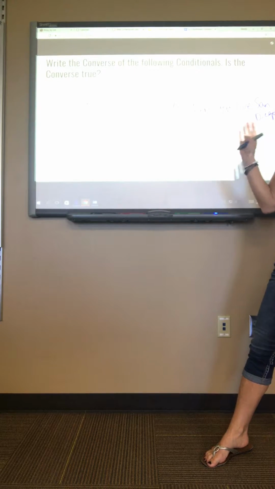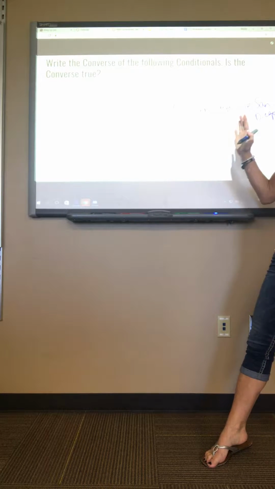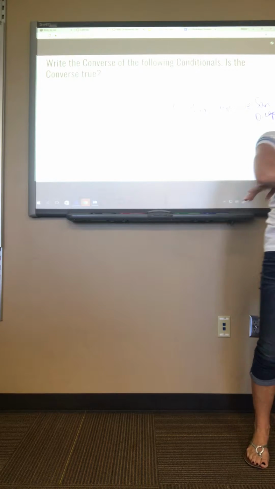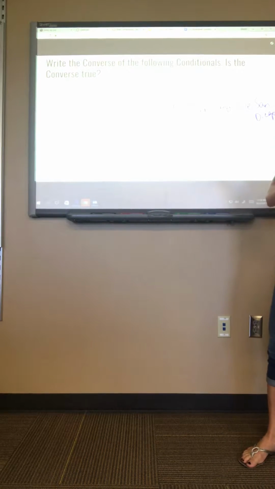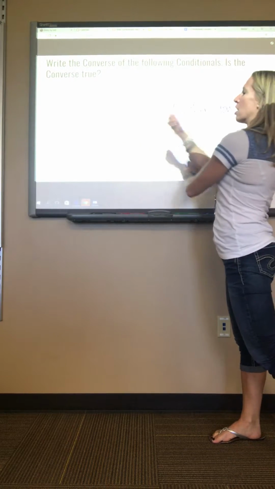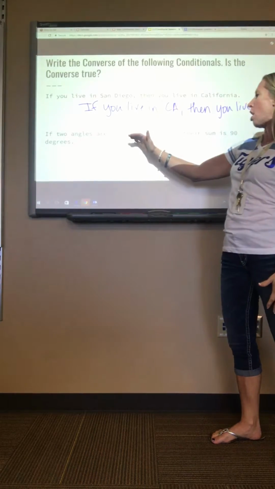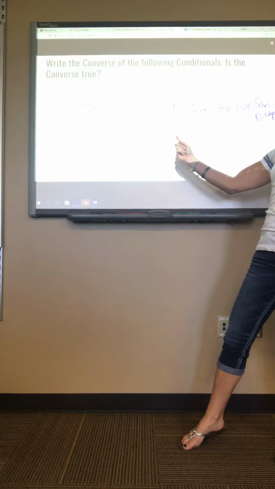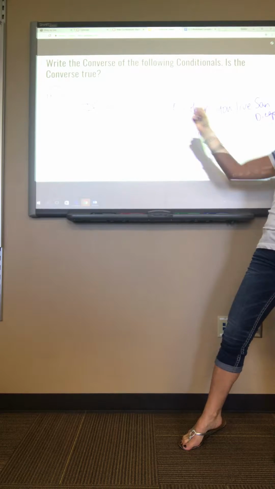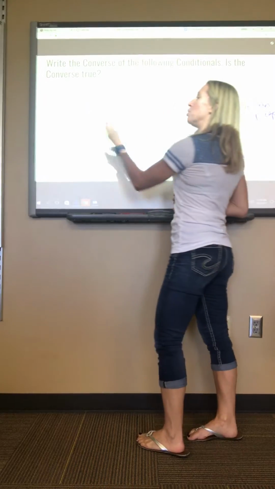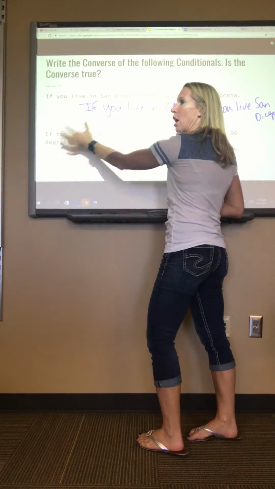If two angles are complementary, then their sum is 90. Now, you have to think about this when we're writing converses. Guys, quiet. I need your attention. In English, you talk about subjects of statements. So if I write the converse of this, when I flip it, I don't want to say, if their sum is 90, then two angles are complementary. Your subject of your statement needs to stay the same. So the subject is two angles.